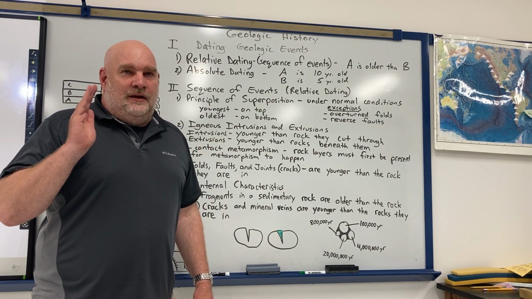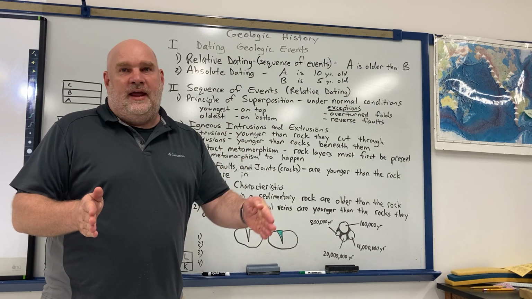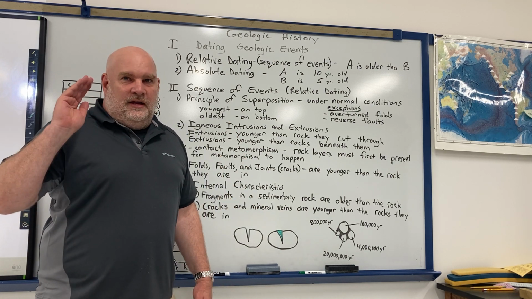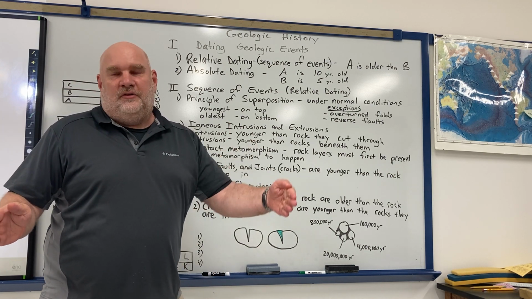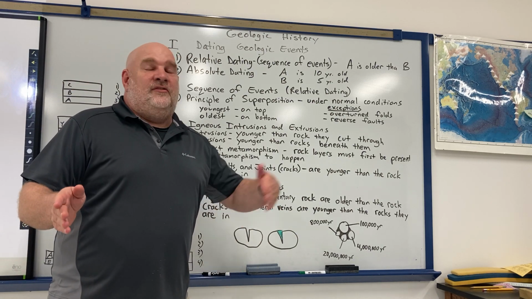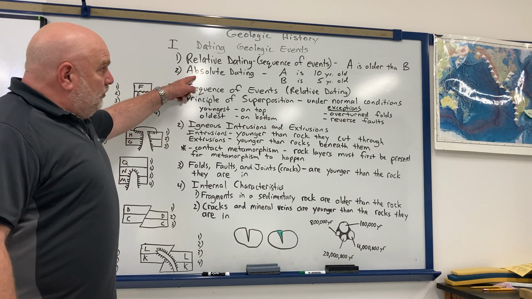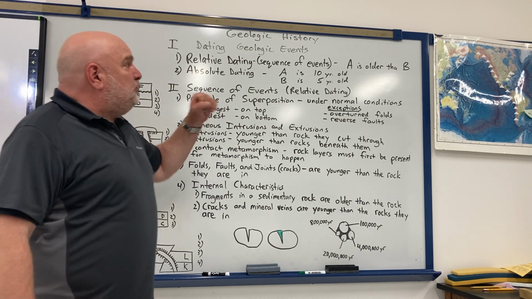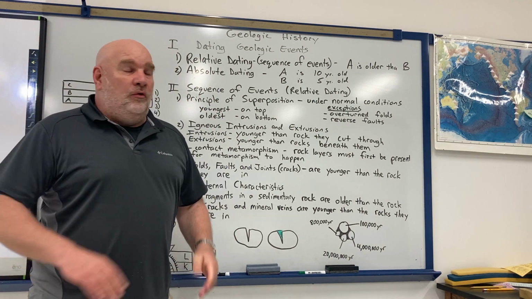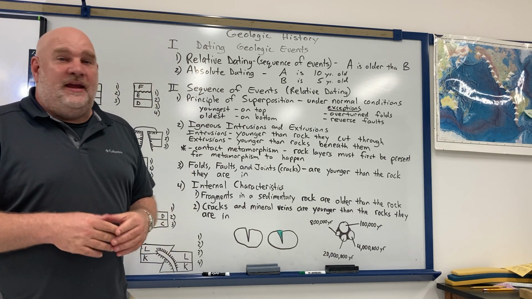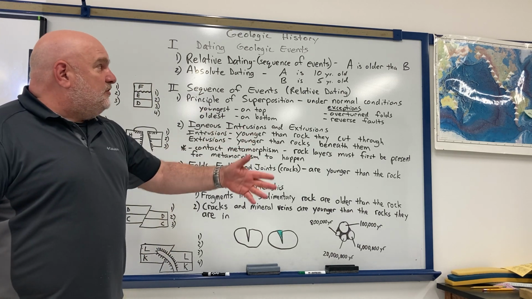Or A could be 2 days ago and B 1 day ago, or A could be 1,000,000 years ago and B could have been yesterday. Just A happened first and then sometime later B happened. Absolute dating is when you put an actual number value on how old they are. So instead of saying A is older than B, I'd say A is 10 years old, B is 5 years old.